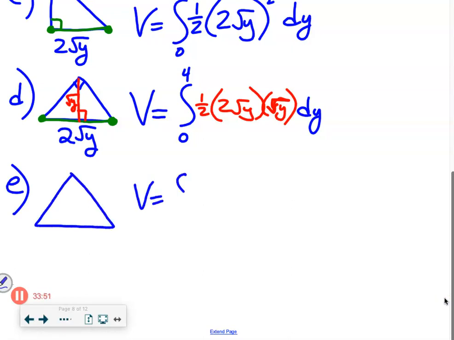So I'm going to get you started here. -2 to 2. This is going to be a dx. Since we are top minus bottom, this length right here is not 2 root y, it's 4 minus x squared, because we're back to dx.